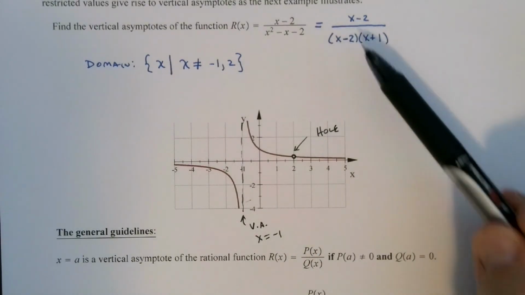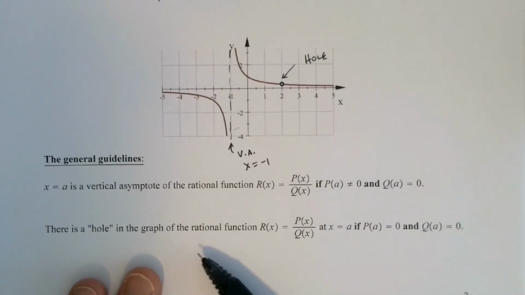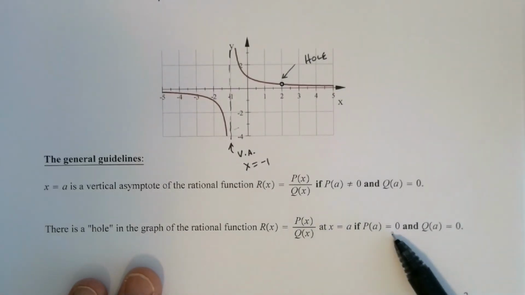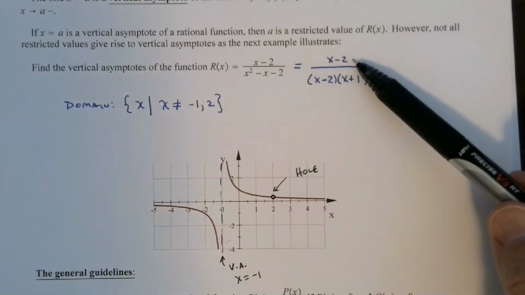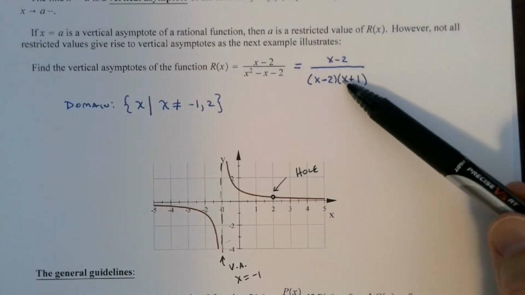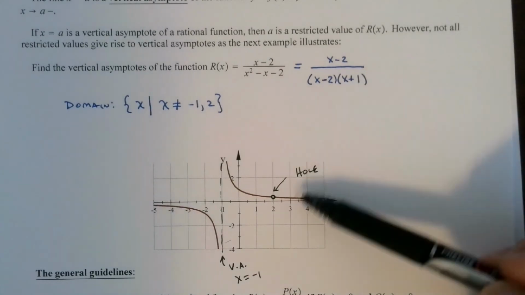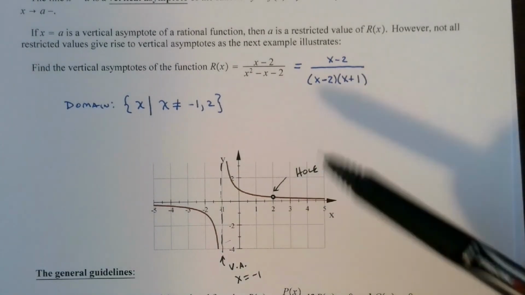Negative 3 divided by 0, that's going to tell you that you have a vertical asymptote: a non-zero number divided by 0. On the other hand, if you plug in and get both the numerator and denominator equal to 0, right? So if I plug in 2, I get 0 up top and 0 on the bottom. 0 divided by 0 is going to tell us we have a hole in the graph.